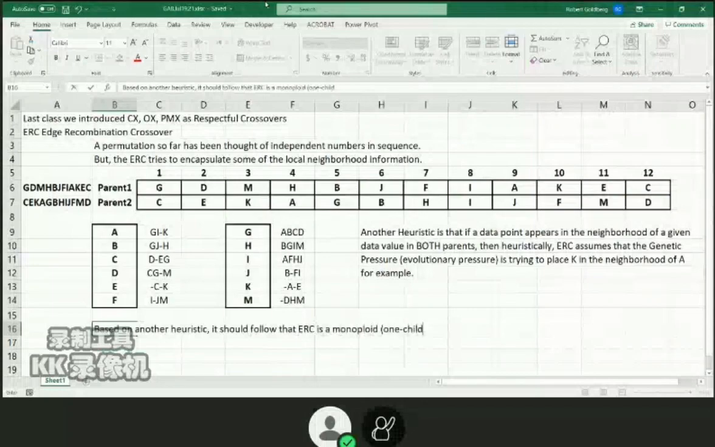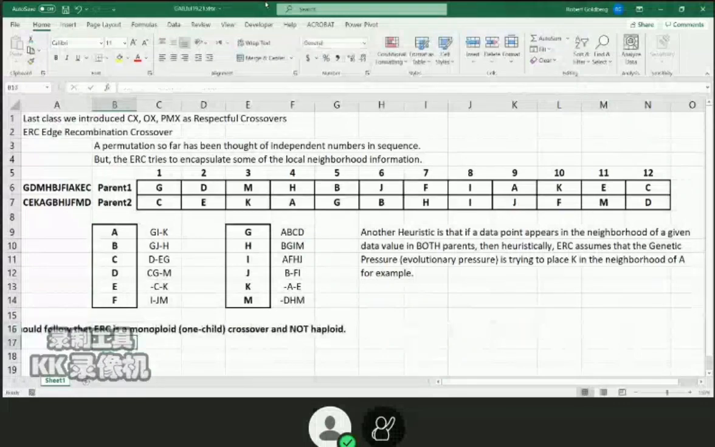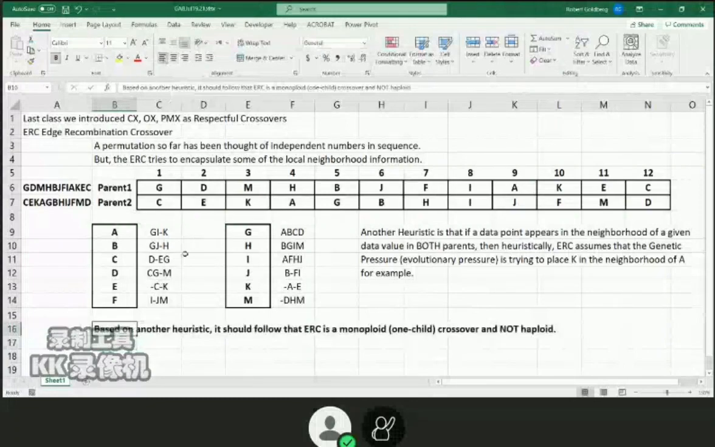Crossover, okay, and not haploid. Now, for purposes of an example, I'm going to relax that condition so that we can have a second. Some books sort of say a second, but it's actually not true. So please be careful on the notes.